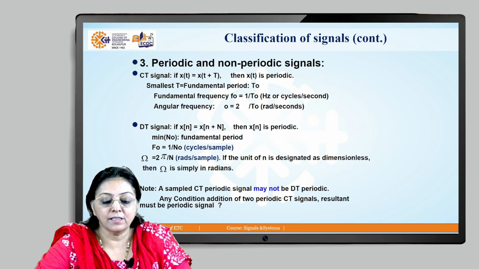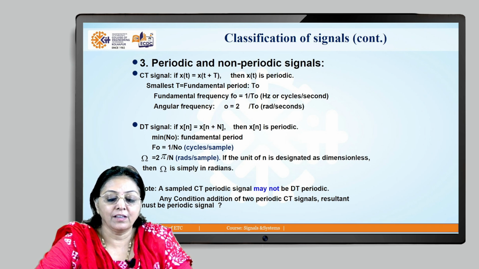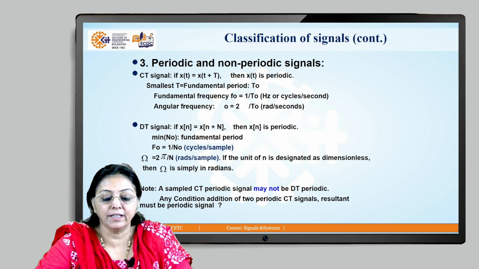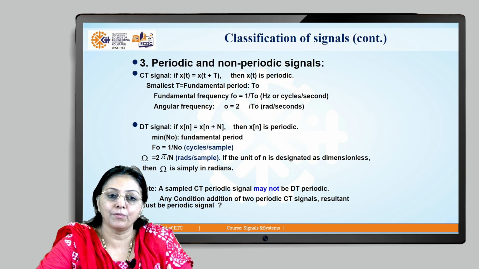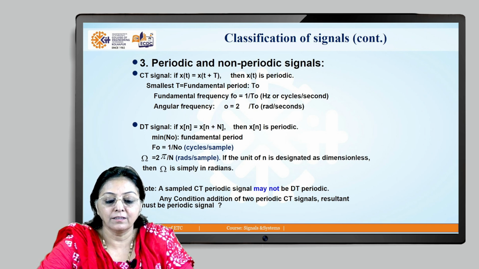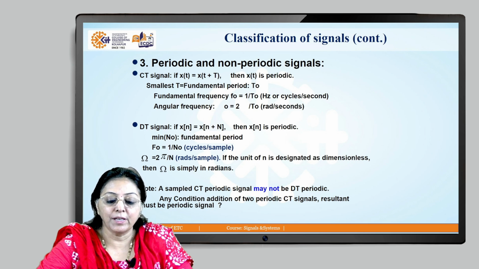The next part is the discrete time signal. Just like a continuous time signal, in a discrete time signal also x(n plus N). Capital N is the duration between two samples, and capital T is the duration between two samples for the continuous time signal, meaning two cycles, that is a single cycle. Likewise here, the duration for the discrete time signal. So x(n) is periodic when x(n) equals x(n plus N). So what is this N?